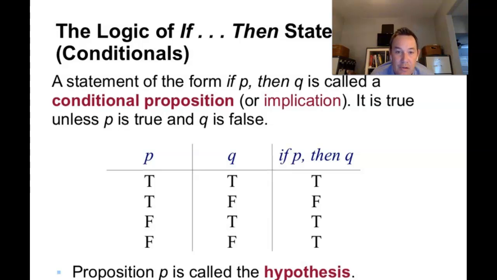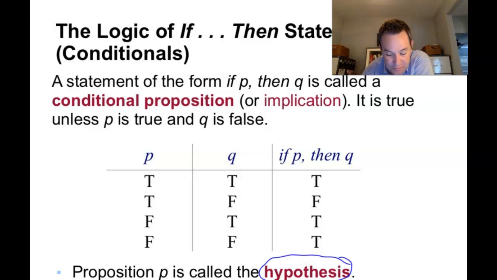All right, so our final connector is the if-then statement. This is called conditionals. You might have worked with these a little bit in geometry. So they are another kind of weird one, and again, you just have to throw intuition out the window and just go, okay, this is the rule, this is how I'm going to operate with it. And here's the rule. This is called a conditional proposition or an implication. First of all, it goes if P then Q. P is called the hypothesis, Q is called the conclusion.